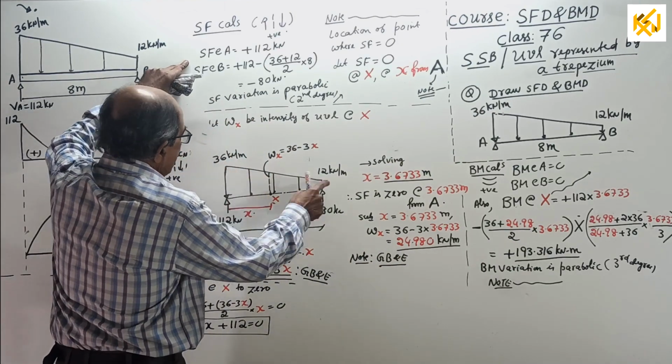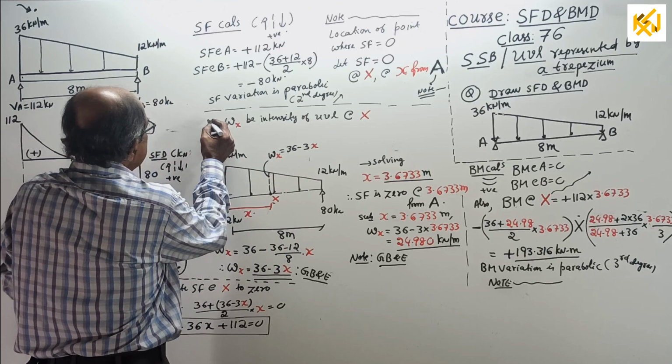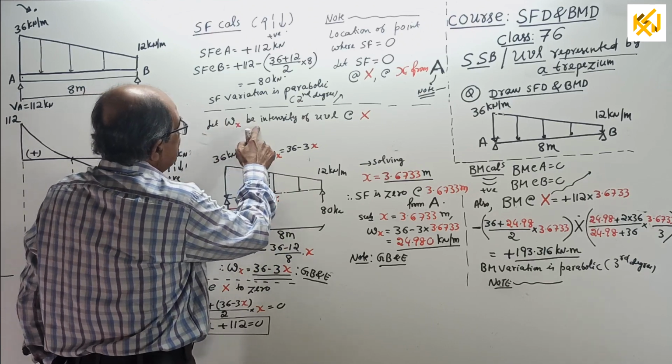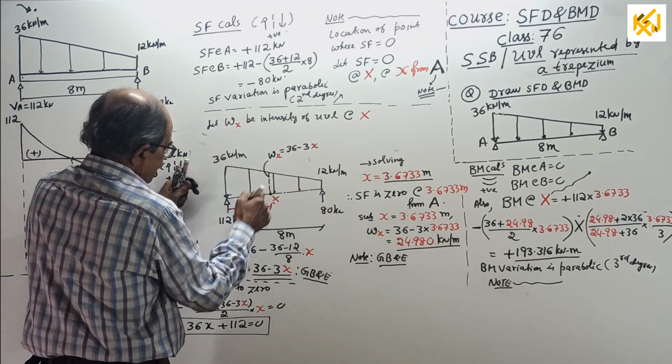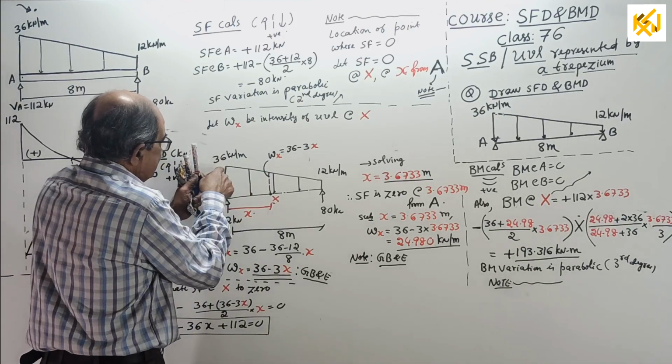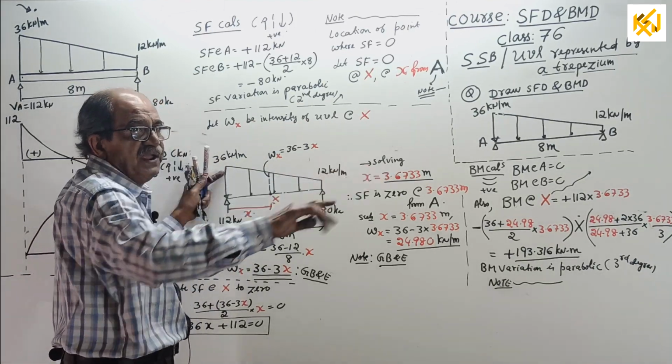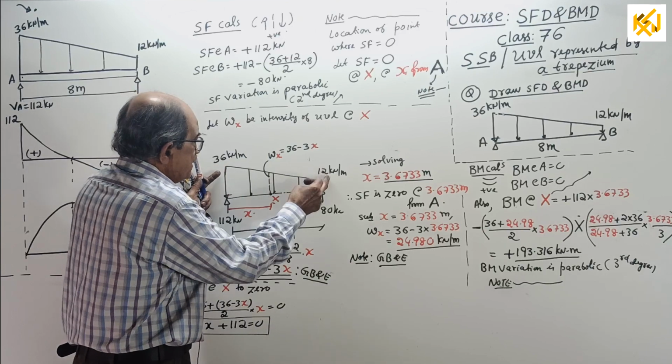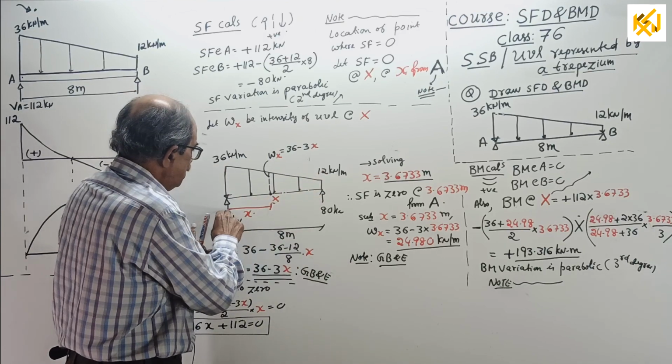Then one diagram here, 36 here, 12 here. Statement: you are right. Let W sub x be the intensity at x. Now, W sub x equals 36, go this way, minus (36 minus 12) divided by 8 into x.